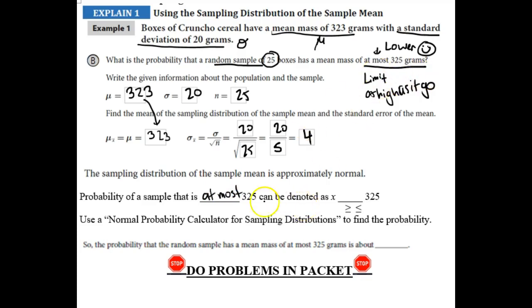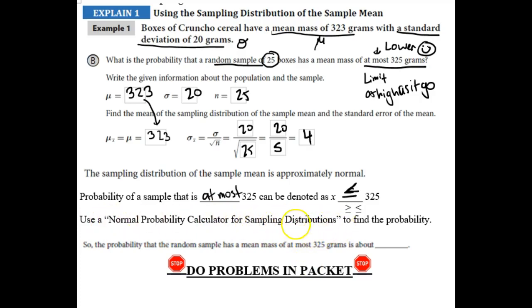Okay, so it says probability of a sample that is, again, at most, because that's what they said, at most 325, can be denoted as, which symbol would you think means at most? Remember, it can be lower, it could be less, but it can't go any higher. Alright, that should be the less than or equal to symbol, just so you know. And there's 2 options.